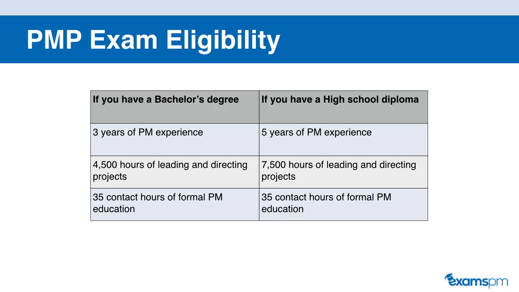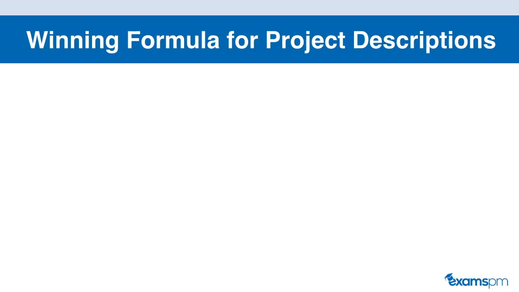Now, the way that PMI verifies that you have these experiences is that they ask you to write a short description about the projects that you have managed. So you'll be given 550 characters to describe each of the projects that you have managed, so that they know what you have done on the project and can make sure that those projects meet the requirements.